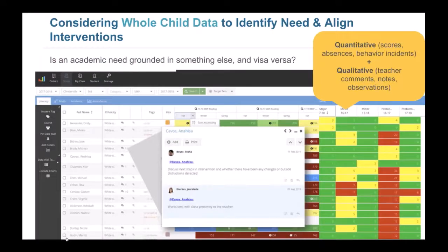So we have to look at data from a different perspective. We can look at our whole child data to identify need and to align those interventions appropriately. So we can pull in our quantitative data and our qualitative data to help us make decisions about students in a variety of ways. This is a screenshot you see here from EduClimber, which helps you to identify behavioral needs, academic needs, and even teacher comments that have been made, which helps us to see the whole child approach.